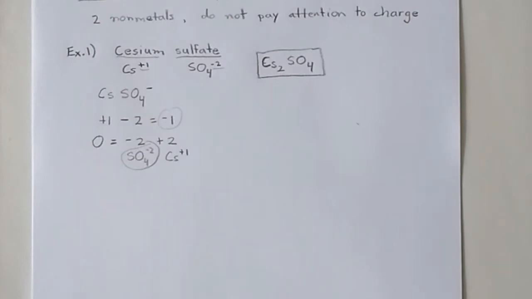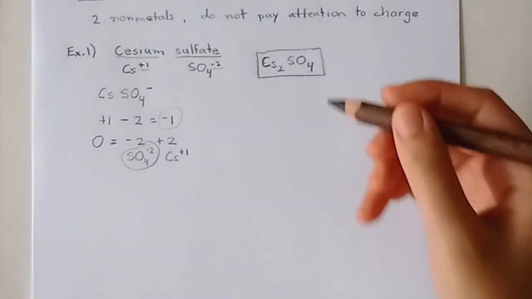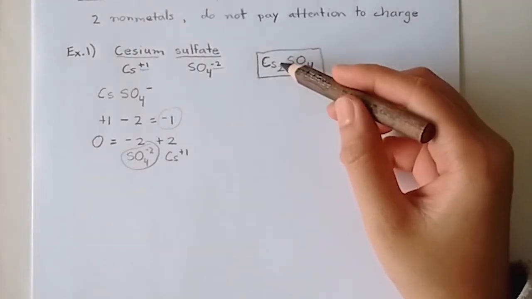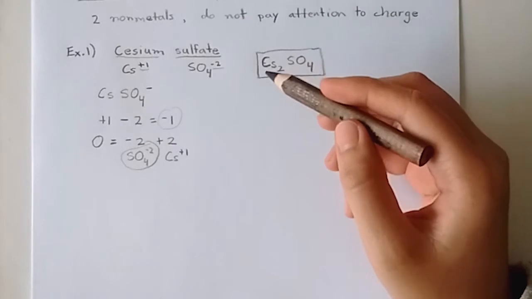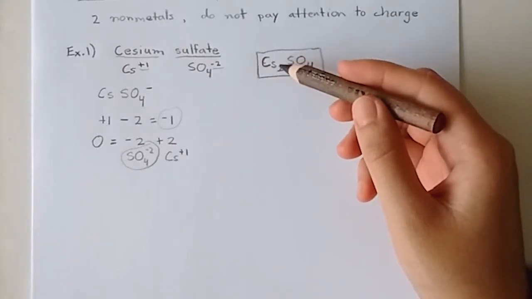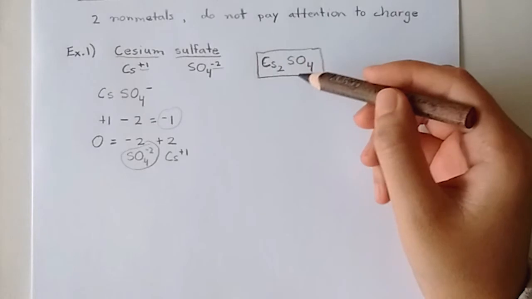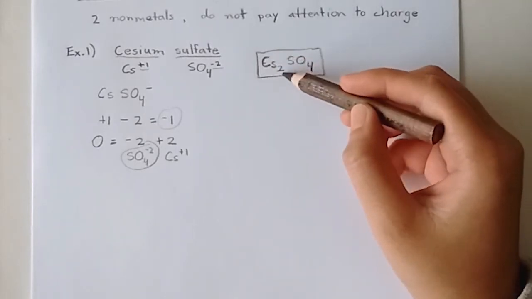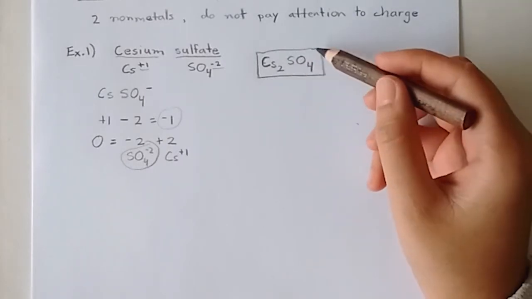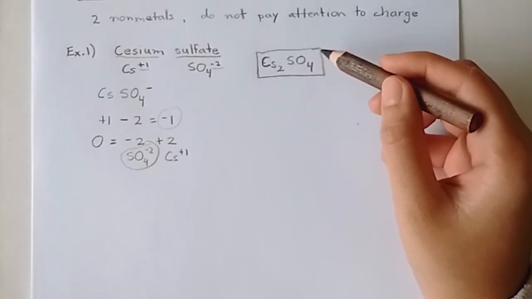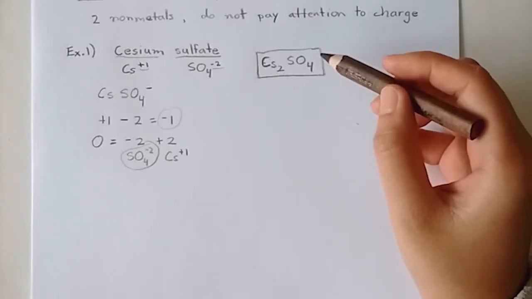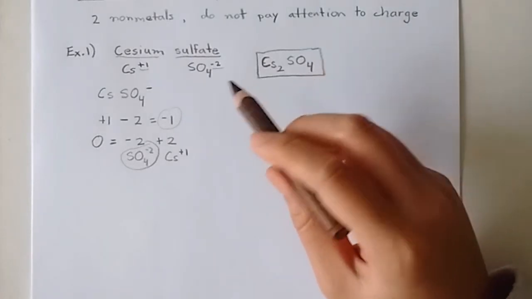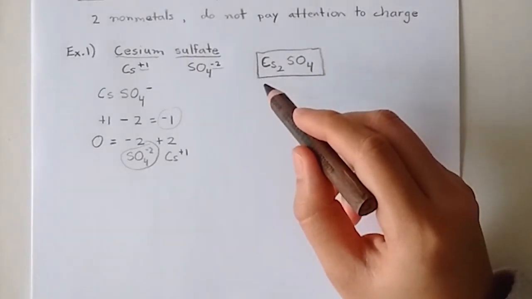So once again, just to clarify, we indicate the number of atoms for a certain element or polyatomic ion by adding a subscript at the bottom right corner. And in this case, we needed 2 cesiums because in order for the compound to have a total charge of 0, and knowing that we have a -2 charge coming from sulfate, we needed 2 +1s to cancel out the -2.